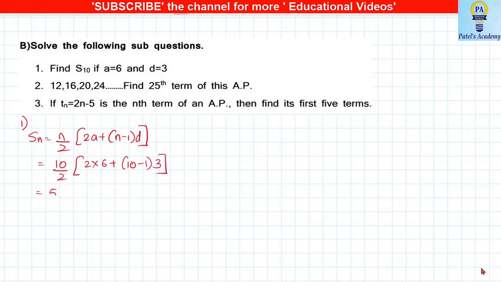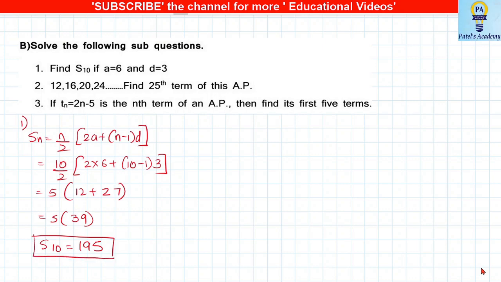So if I reduce, I get 5 into 12 plus this is 9 into 3, which is 27. What I get is 5 into 39, that is S10 is 195.